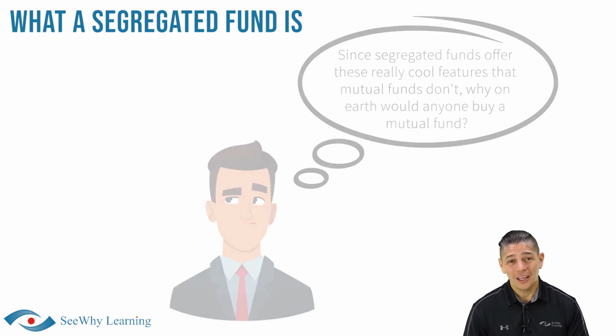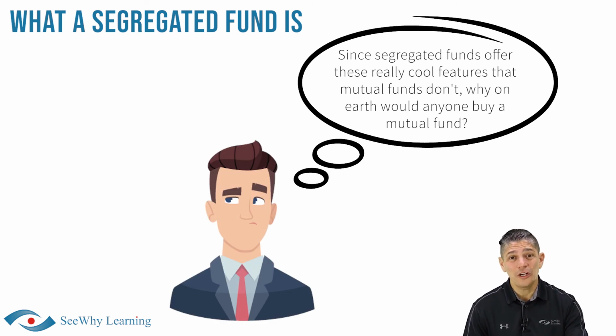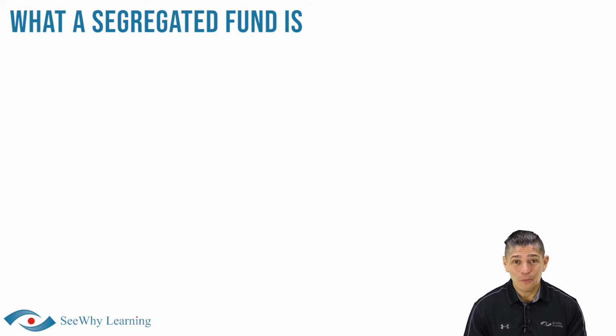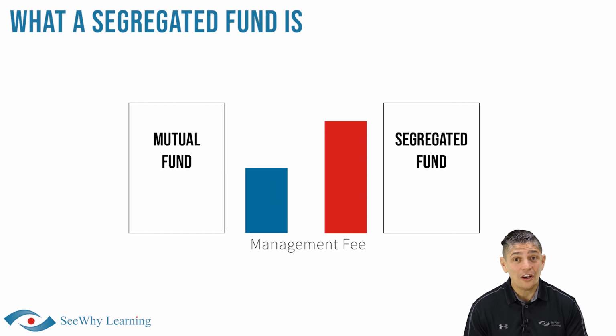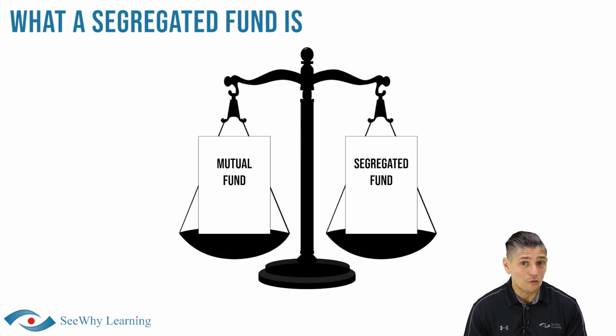You may be wondering, since segregated funds offer these really cool features that mutual funds don't, why on earth would anyone buy a mutual fund? Well, there's a catch. For example, maturity guarantees do come at a cost. All else being equal, an equity segregated fund would charge a higher management fee than an otherwise equivalent equity mutual fund. So which is best, a mutual fund or a segregated fund?